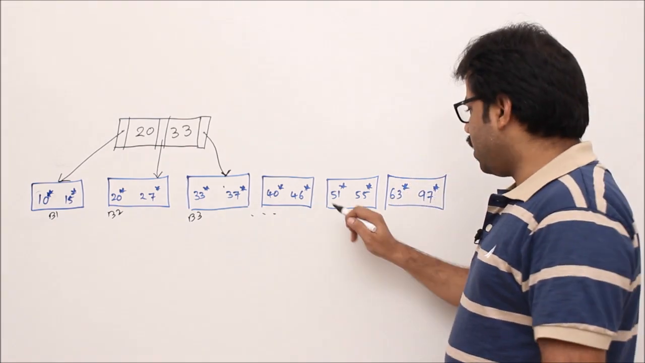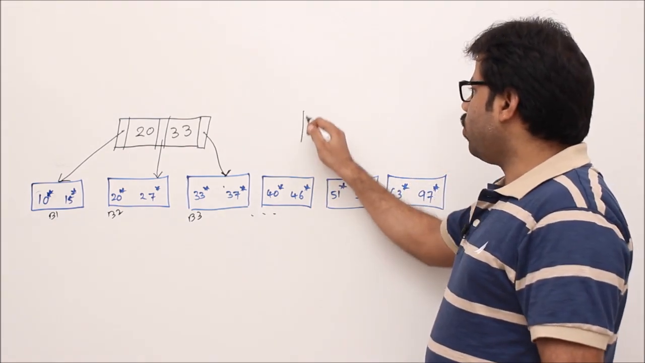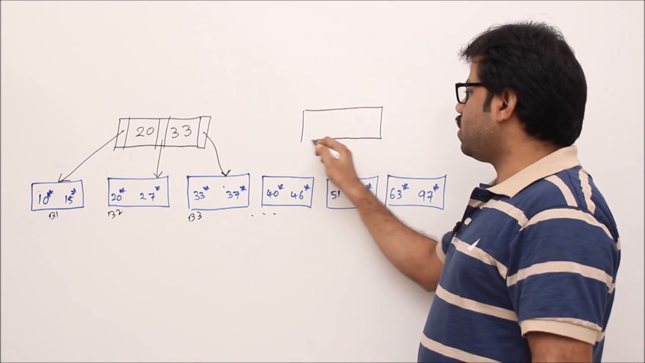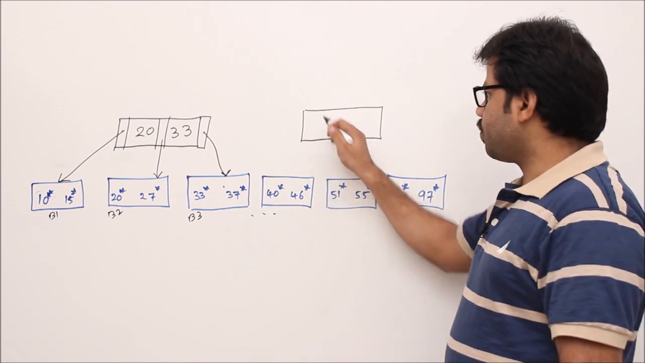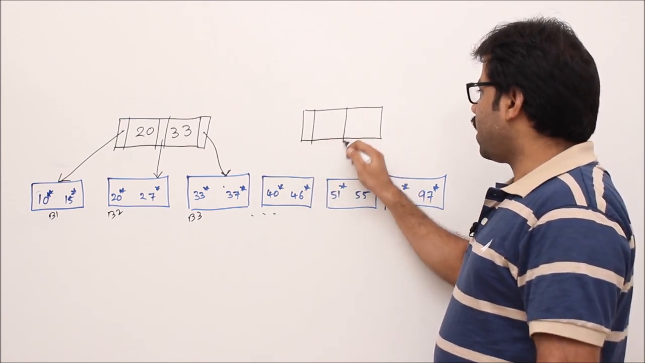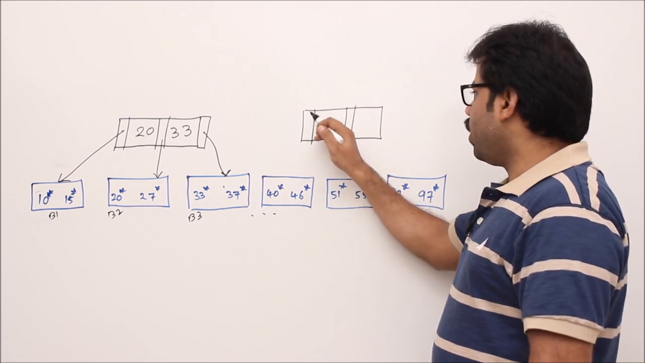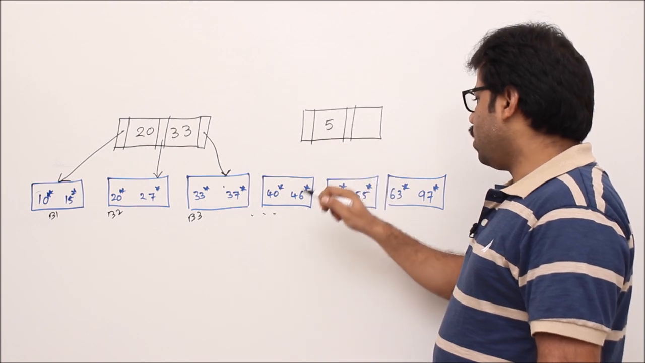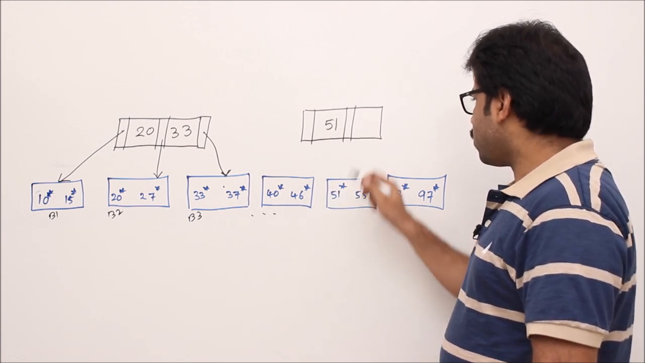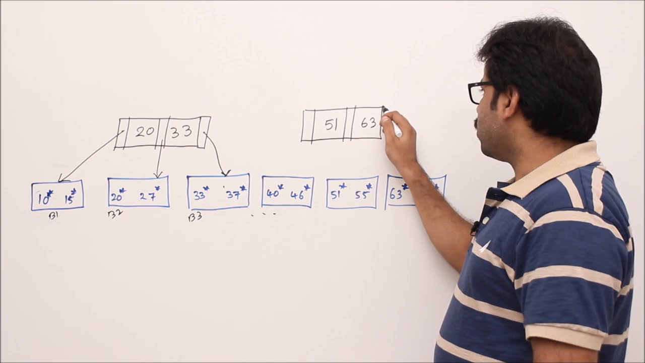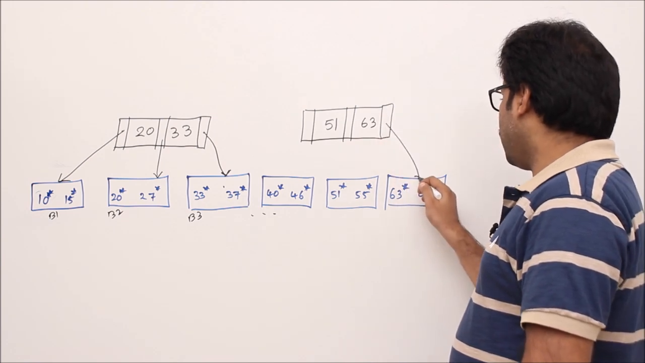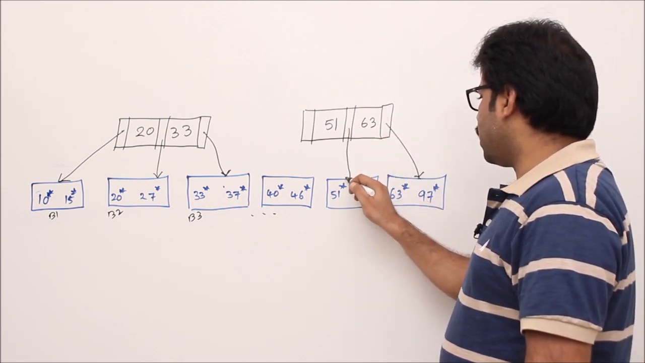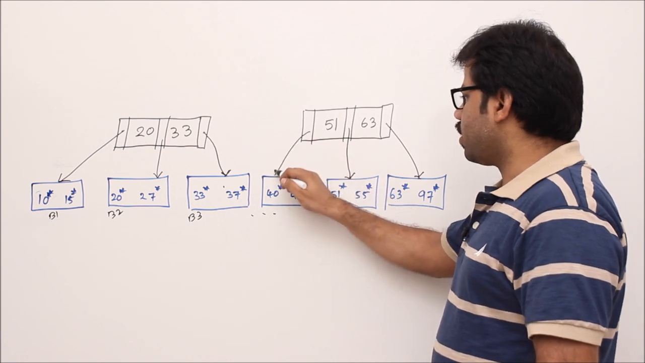Now similarly for the next 3 nodes, I create one more node. This is a fixed structure. I assume again that in this block only 2 keys can be accommodated. If that is the case, then I use here 51 and 63. So 63 is here, between 51 and 63 is here, and 51's left is here.